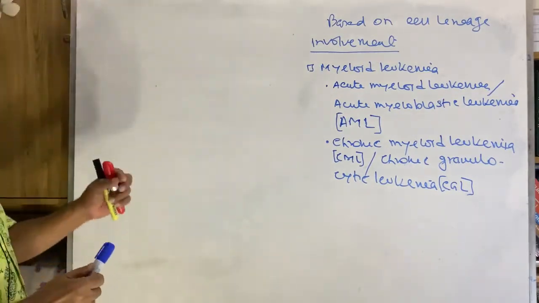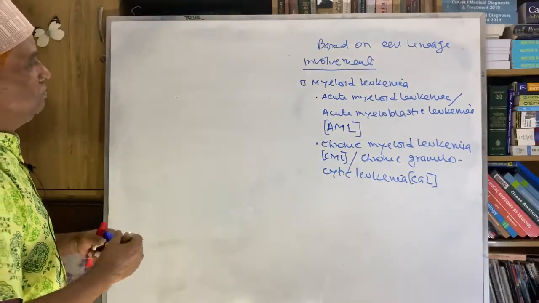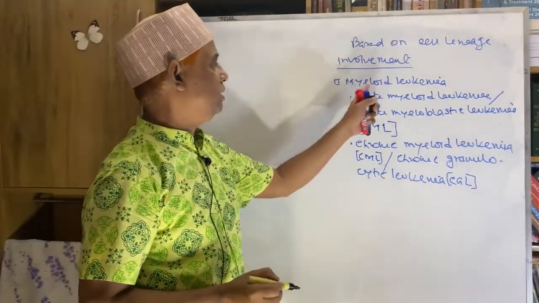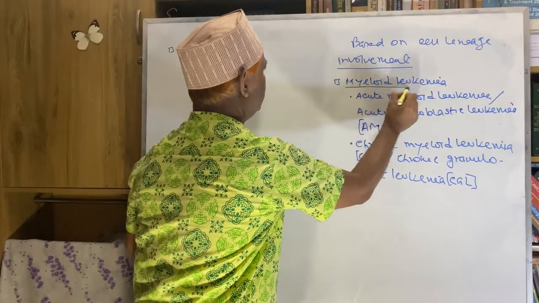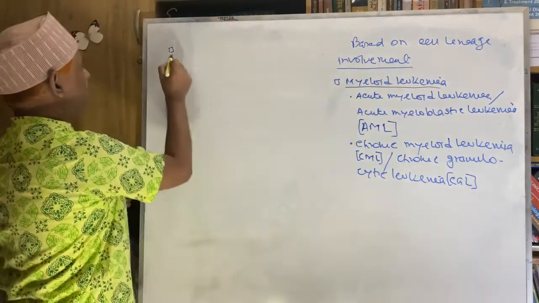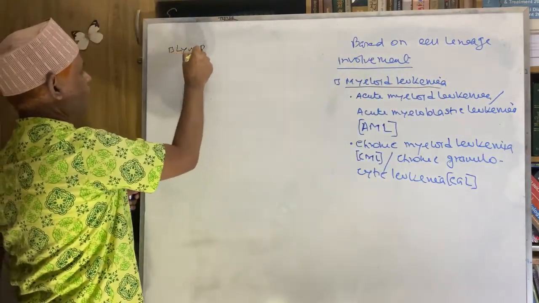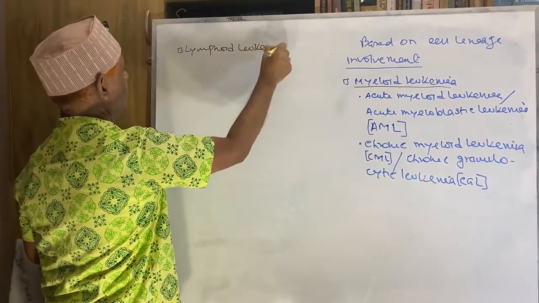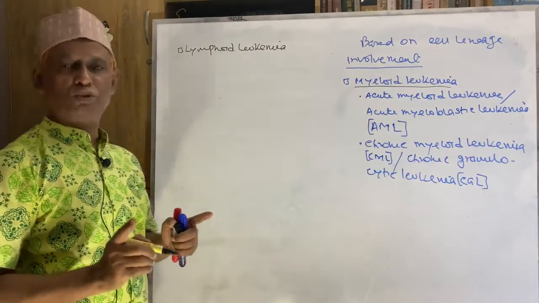Now come to, this is myeloid leukemia, another is lymphoid leukemia. So on the basis of cell lineage involvement, one is myeloid leukemia, another is lymphoid leukemia. Lymphoid leukemia is two types.